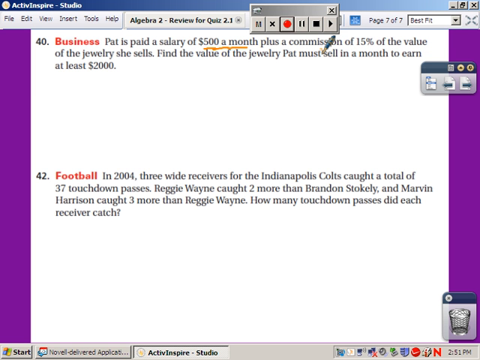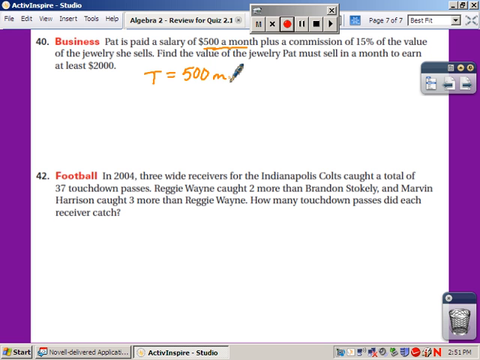So what I asked you to do is to write an expression for how much money she earned. So basically what you're saying is, okay, she's going to get P equals her total pay is equal to 500 per month. So you multiply that by the number of months, 500 per month.